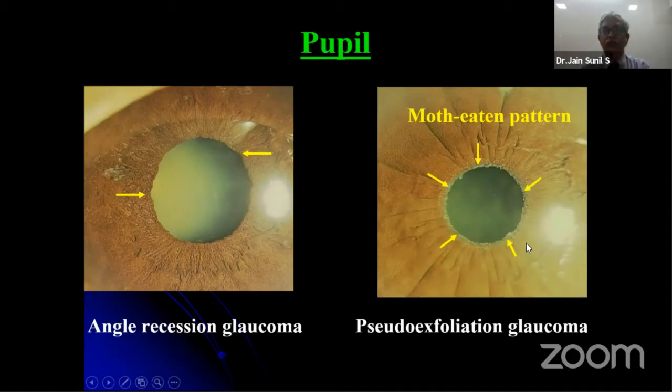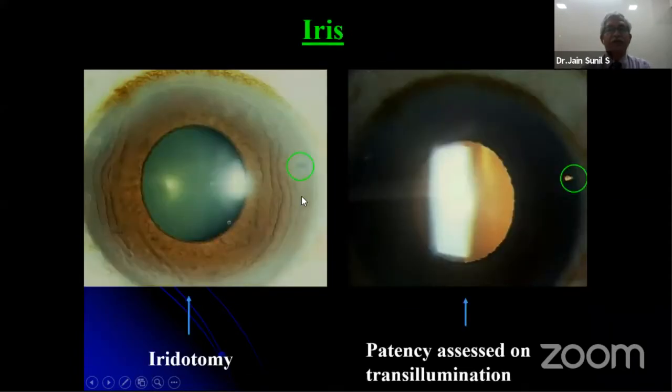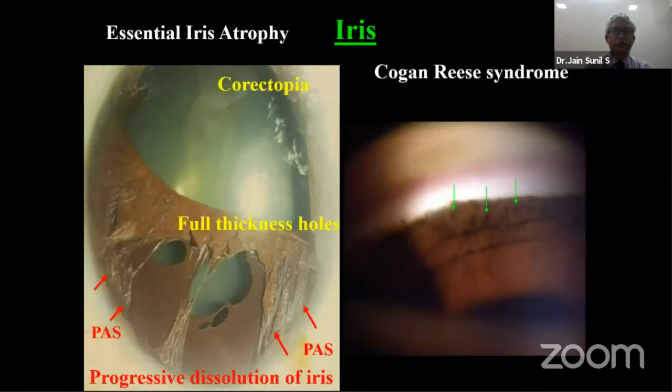This is how a pseudoexfoliation glaucoma would present. Patient might have forgotten some laser was done. It's only on transillumination that you would see there is a patent iridotomy, and that means probably the patient had an attack of angle closure, and now the pressures are probably controlled.